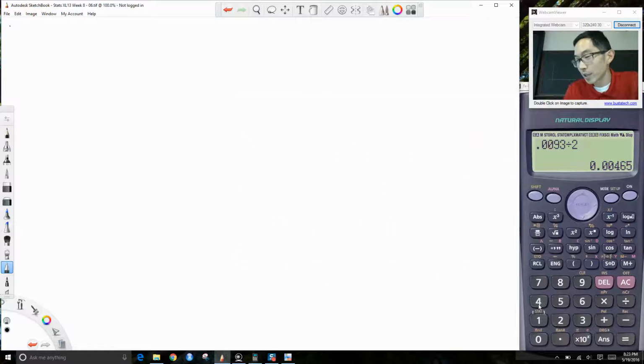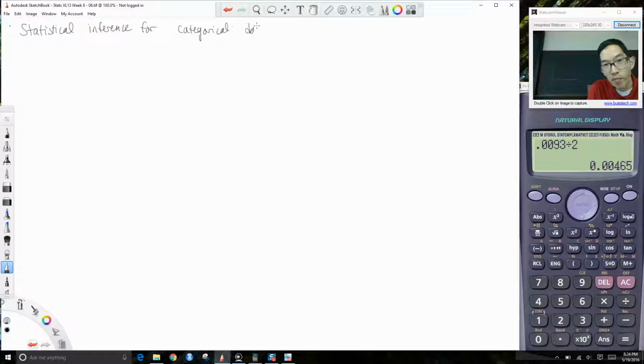Okay, so now we're going to change gears completely, and we are going to deal with hypothesis tests or statistical inference for categorical data. And we can first start off with a confidence interval for the population proportion P.